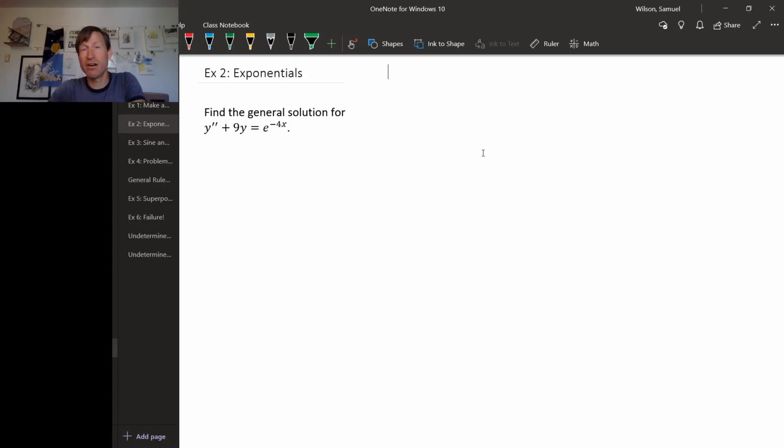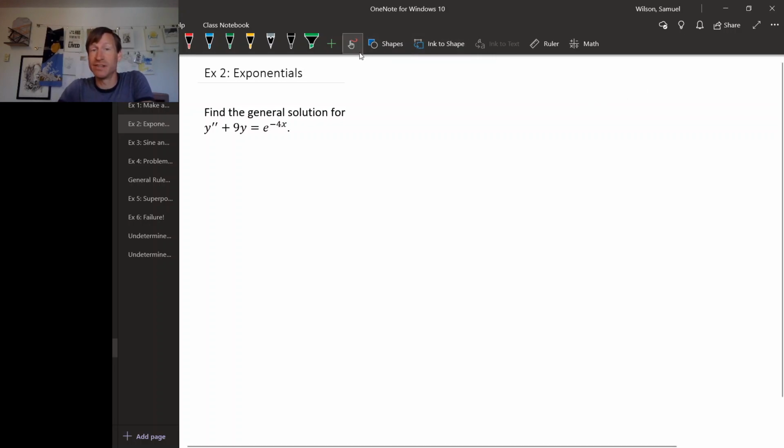Let's use this idea of making a guess with undetermined coefficients to solve some more non-homogeneous linear differential equations with constant coefficients. So here's an example, y double prime plus 9y equals e to the minus 4x. Let's find a general solution for this. We know we're going to need the complementary solution, so let's find that right away.